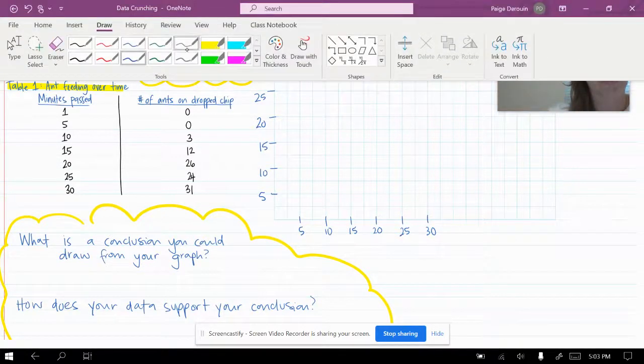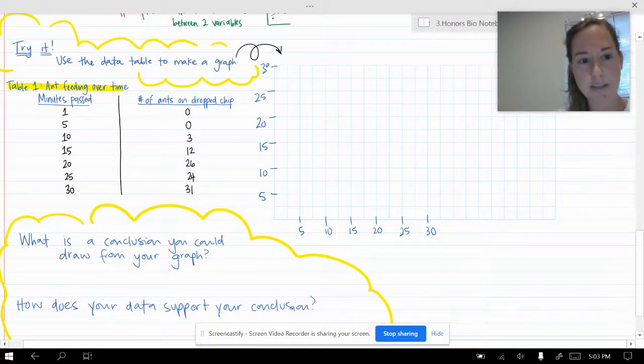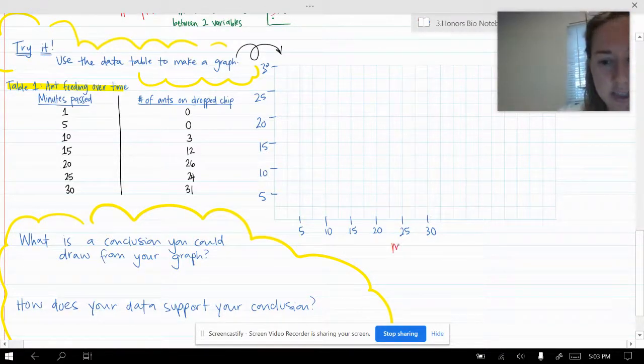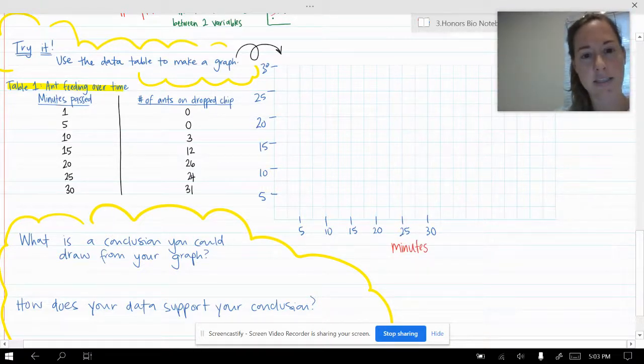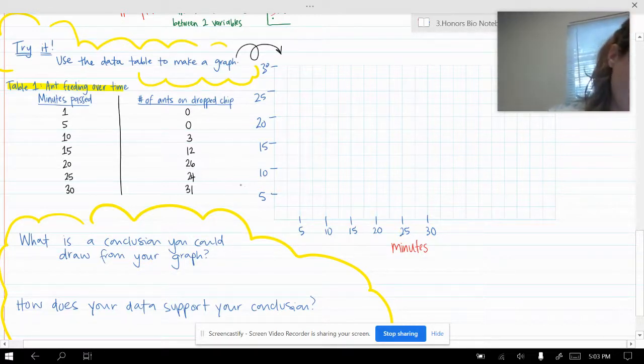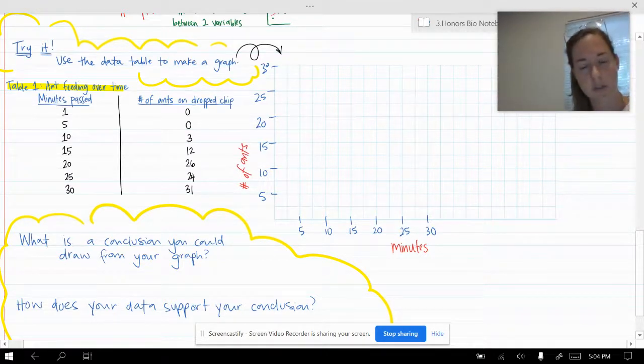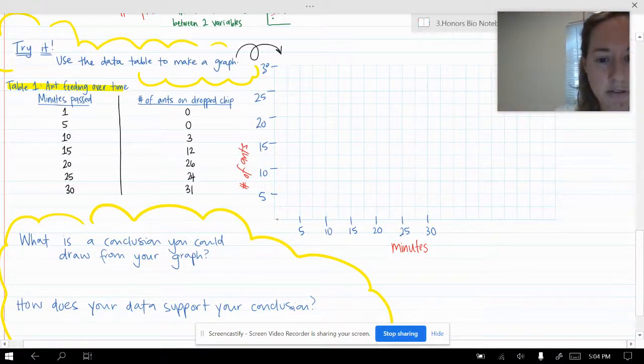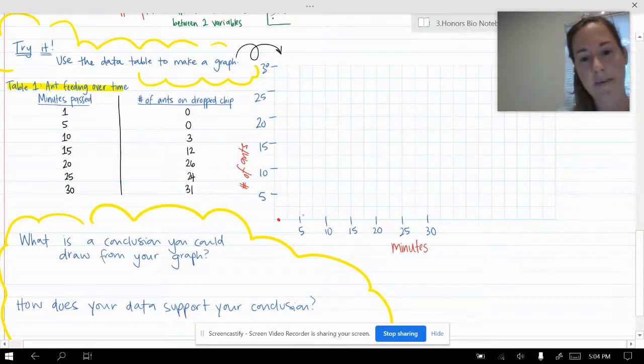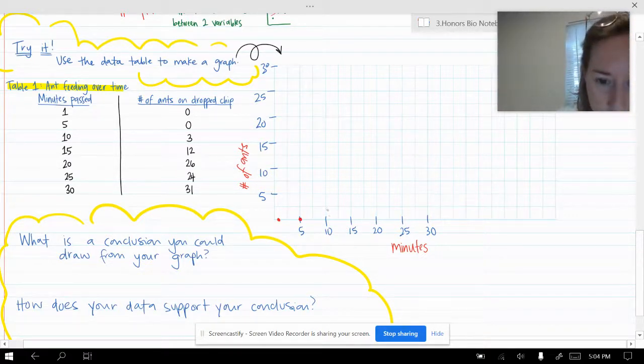So now I've got my graph drawn. I need to label my axes. So my axis down here on the X is minutes. And my axis up on the Y is number of ants. And I'm going to make my points. So after 1 minute, which I'm going to put down here, like almost to 0, there were 0 ants. At 5 minutes, there were 0 ants. At 10 minutes, there were 3 ants, so kind of right about here.